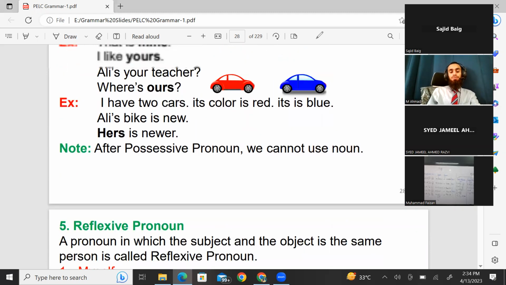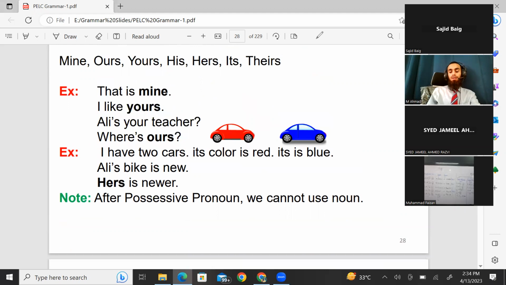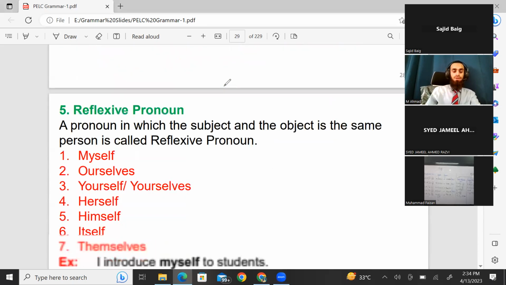After a possessive pronoun, we can never use a noun, right? This is mine book. I like yours car. This kind of sentence would be incorrect if you use a noun after any of the possessive pronouns, right? So be careful regarding this, never use a noun after a possessive pronoun.